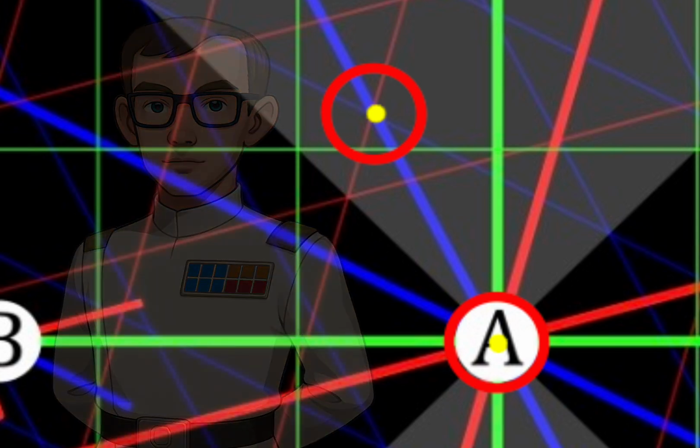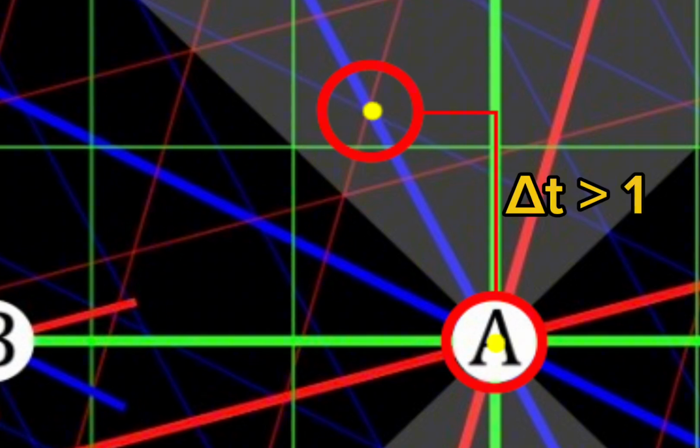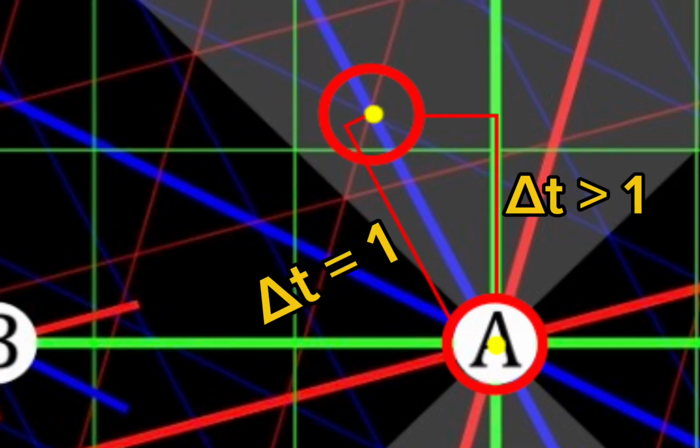The other thing you may notice is that these events are not 1 unit of time apart in our rest frame. This demonstrates that time is also relative. Because the particle is in motion, 1 unit of time to it takes longer from our perspective.